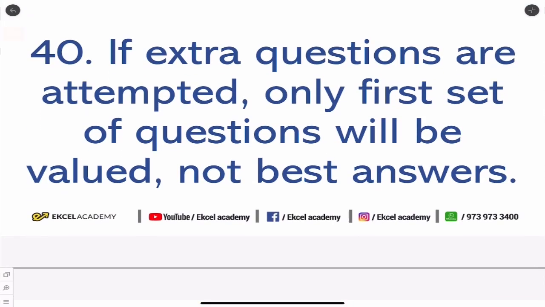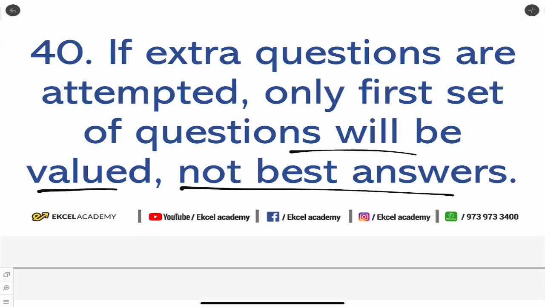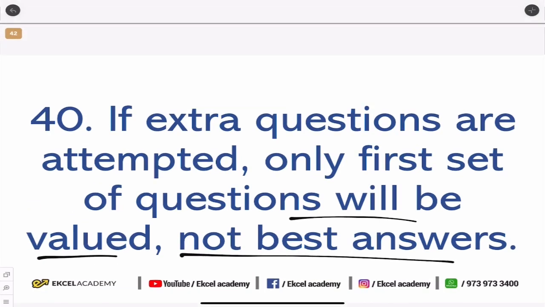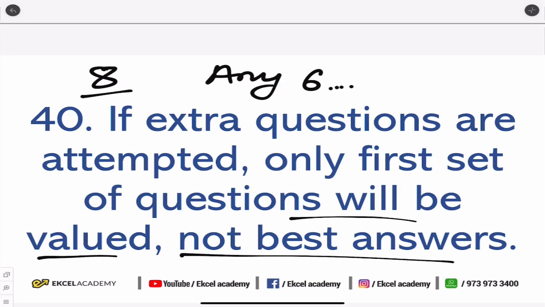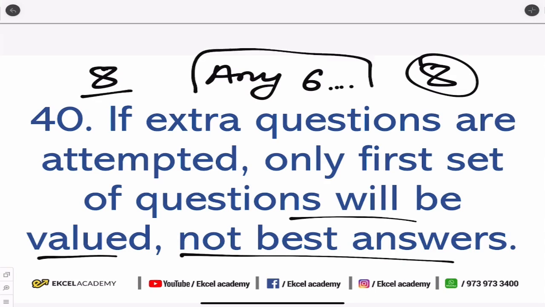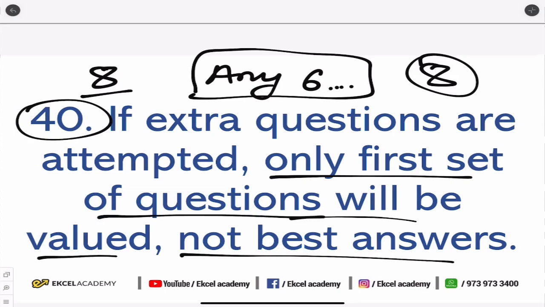You are very serious. If extra questions are attempted, only the first set of questions will be valued, not the best answers. So let us say there are 8 questions in the question paper and they are telling you to write any 6. What you are doing, you are very smart, so you will write all the 8. If that is the case, please write the best 6 answers first, because according to rule number 40 of instruction to examiners, it is very strict. If extra questions are attempted, only the first set of questions will be valued.